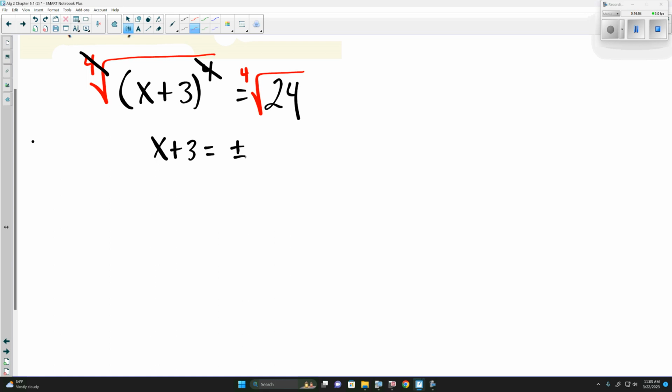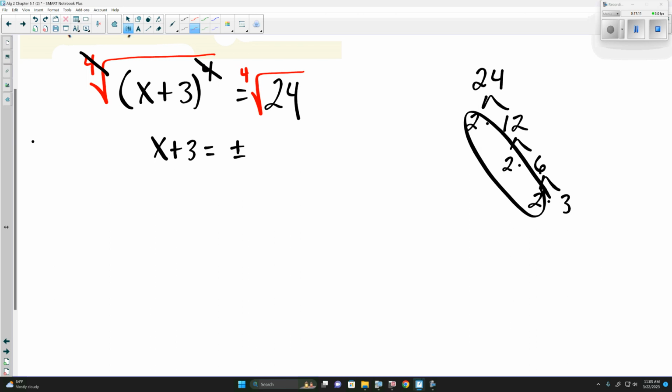No, and we could see if there's a number that goes into it that would work, which we break down using the factor tree. So I always start with 2. 2 times 12 is 24. 12 is 2 times 6, and 6 is 2 times 3. We have 3 2s and 1 3, but we need 4 to simplify it. So it just says the 4th root of 24.